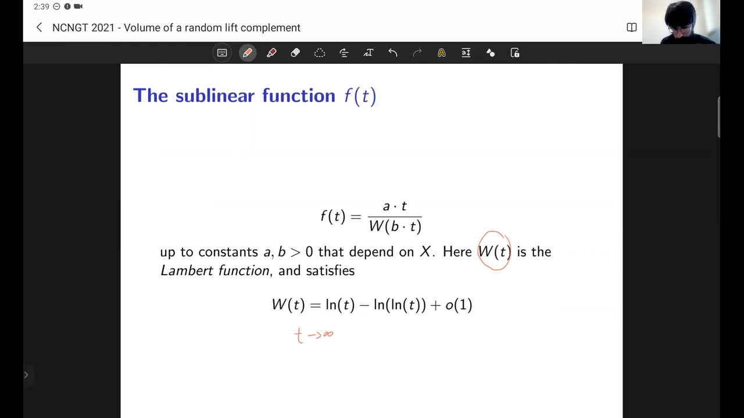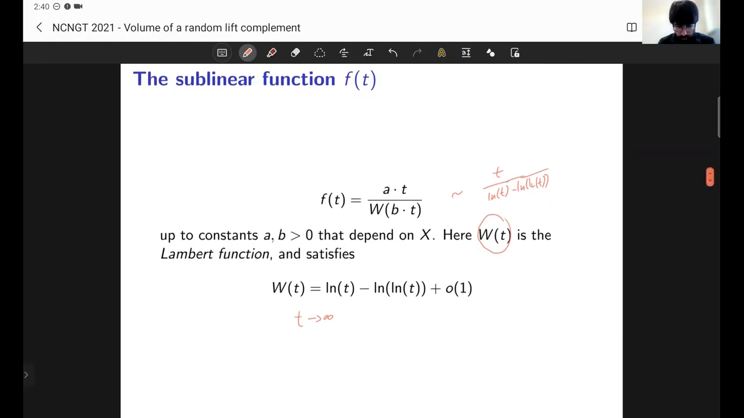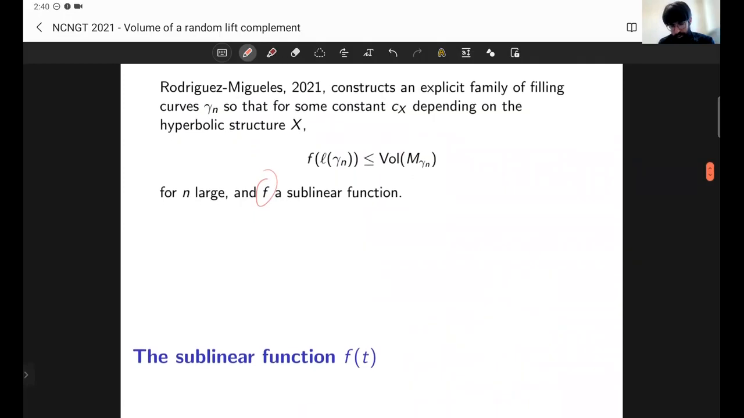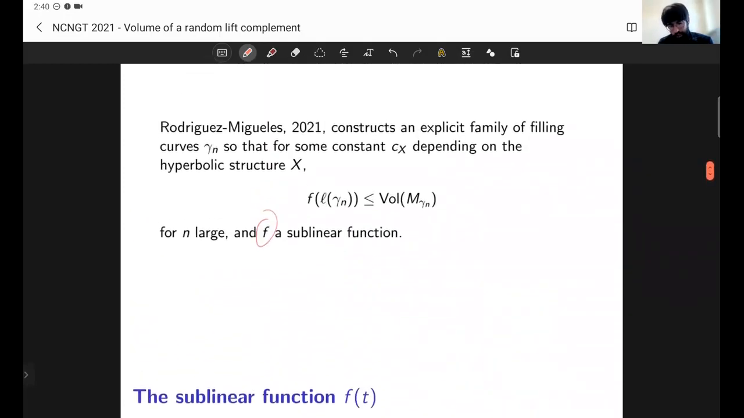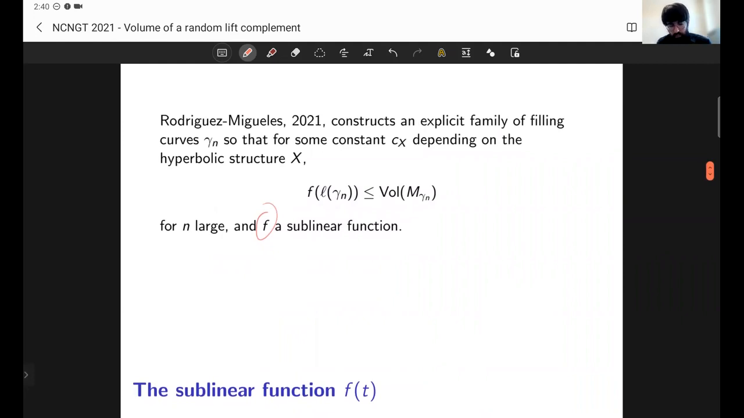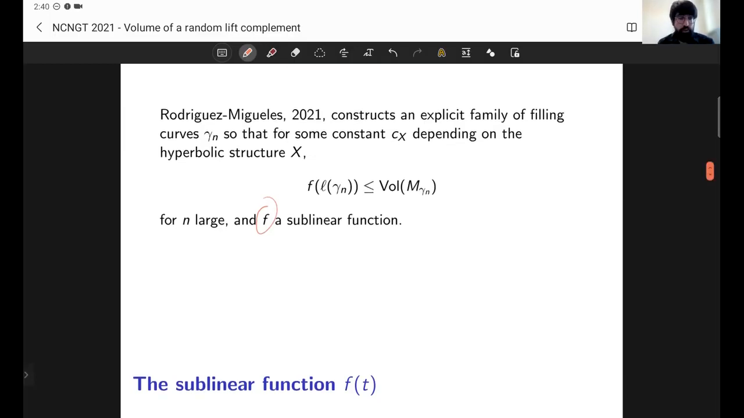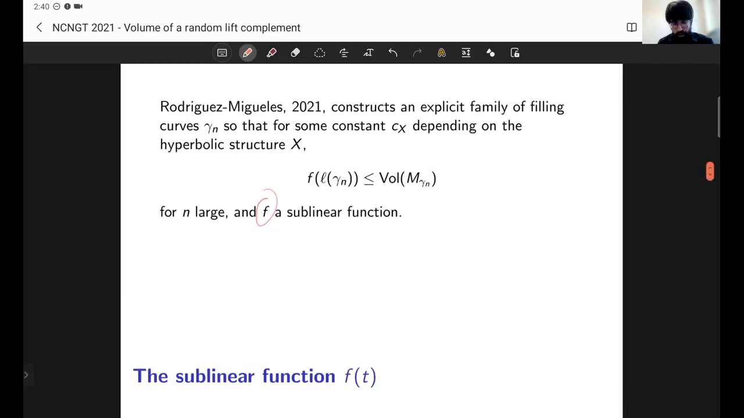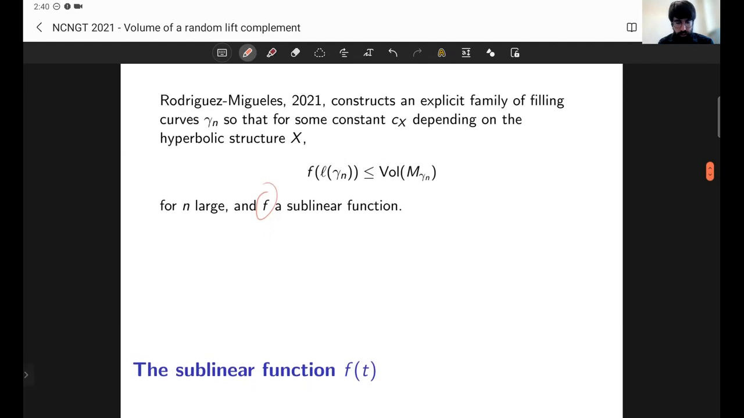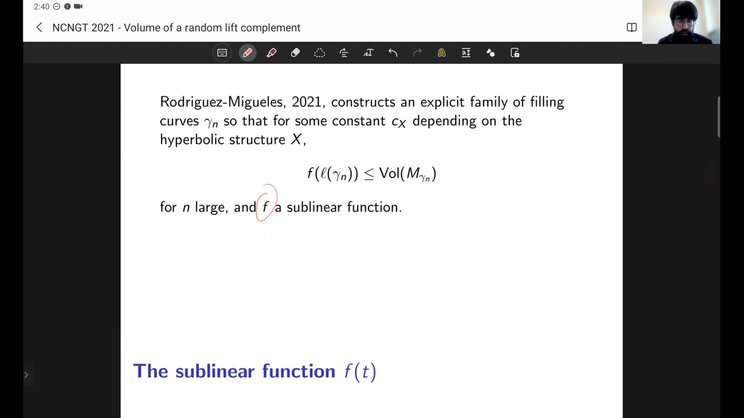So essentially, you can think of this as a function of t over logarithm of t minus the logarithm of the logarithm of t, at first order. So Rodriguez-Migueles constructs these examples that grow like that. And these are pretty much the best lower bounds to the moment, in the sense that they grow as fast as we know. We don't know any other families of filling geodesics that grow at least at this rate.